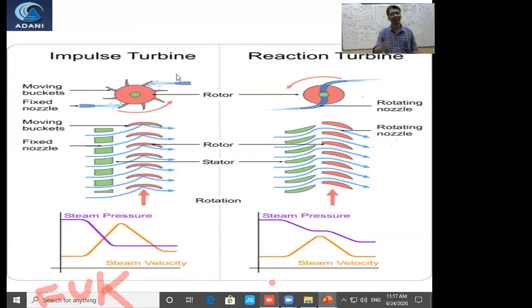Now see the right side diagram. Impulse is due to the impingement of the jet, whereas reaction is due to the opposite directional force due to the exit velocity of the high velocity steam. You can see the steam is going out from the other side and it is getting rotated. Next.